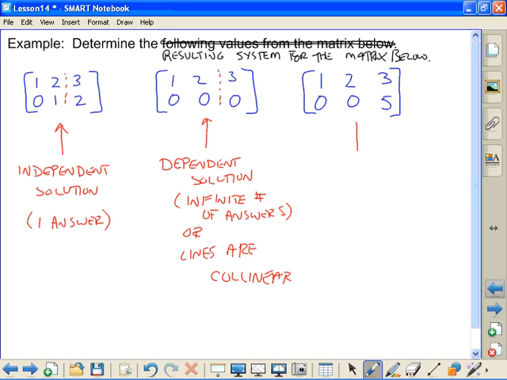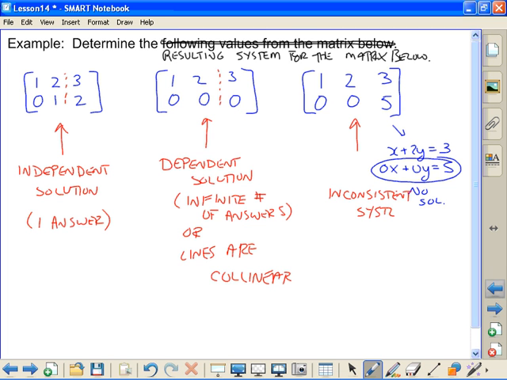Okay, and finally, this one, if you think about it, if you would have jumped out and come up with an equation for this, we would have had x plus 2y equals 3, and on the bottom row, we would have had 0x plus 0y equals 5. So what values of x and y would make that true? There's no solution here. So this is what we call an inconsistent system. And in our case here with this system from grade 10, lines are parallel.